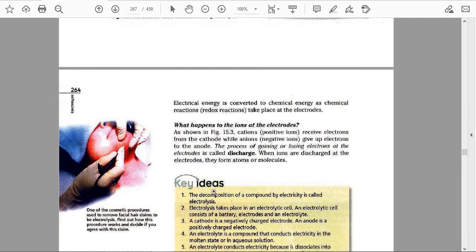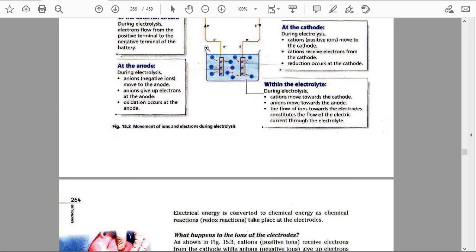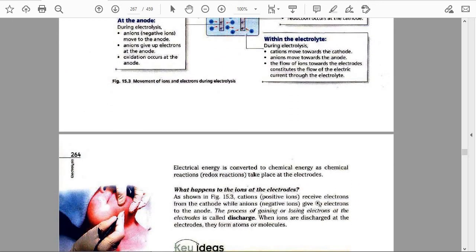Can you see the next one? Electrical energy is converted to chemical energy as chemical reactions, known as redox reactions, take place at the electrodes. So what happens to the ions at the electrode? As shown in the figure previously, cations, which are positive ions, receive electrons from the cathode, because positive will go to the negative. Anions, which are negative ions, give up electrons to the anode.